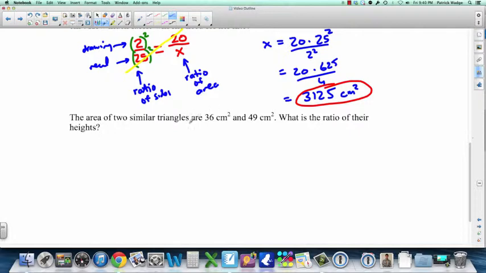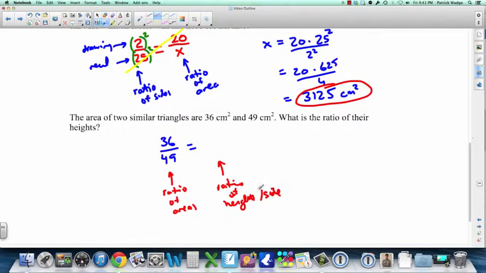So here we have a ratio of areas. So the ratio is 36 to 49. But again, I'm going to write it as a fraction because I find it easier to do my cross multiplying, which I often have to do. So there's my ratio. But remember, this is not a ratio of sides or scale factor. This is a ratio of areas. And what we want to end up with is a ratio of heights. Well, what's the ratio of heights just going to be equal to? A height's a side, right? So we want a ratio of sides. Or in other words, we want the scale factor.